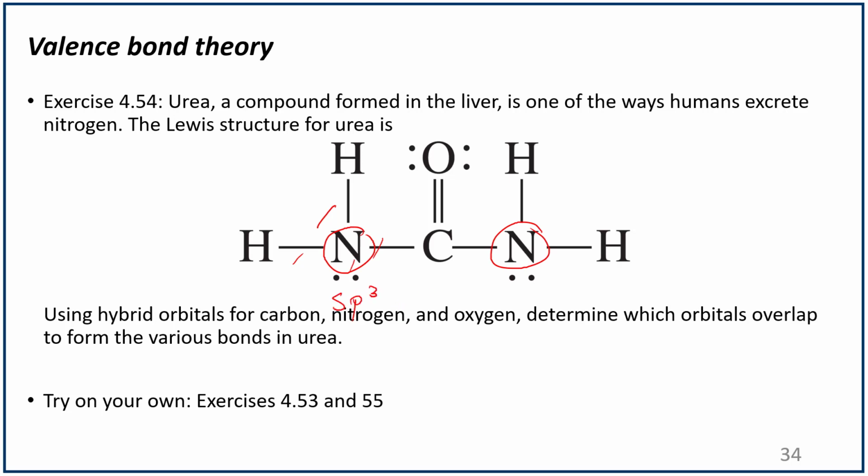And then next, this carbon has 1, 2, 3 electron domains. So the carbon should be sp2 hybridized. And for this oxygen, it has 1, 2, 3 electron domains. So this one should also be sp2 hybridized.